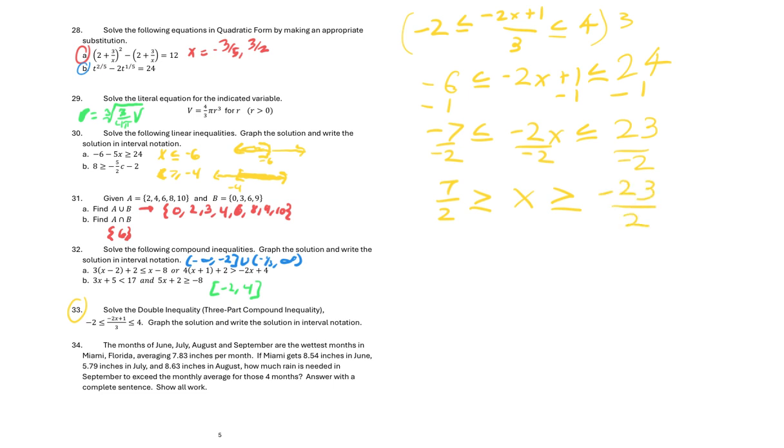-23/2. So now to graph this, we're going to draw our line here. We're going to have -23/2, and we're going to go to 7/2. We're going to fill it in here, and it's going to go everywhere in between those 2 points. All right, so to write this in interval notation, we're going to have -23/2 to 7/2. Both the brackets, because they're both included, because it's the equal and the inequality sign.